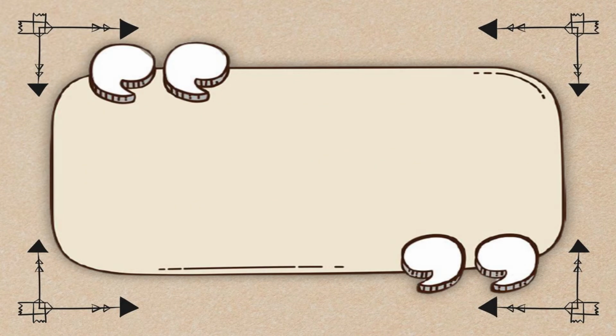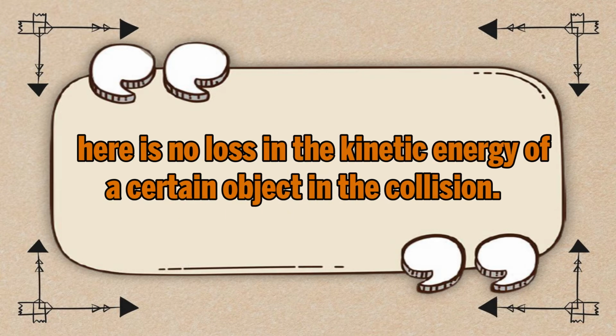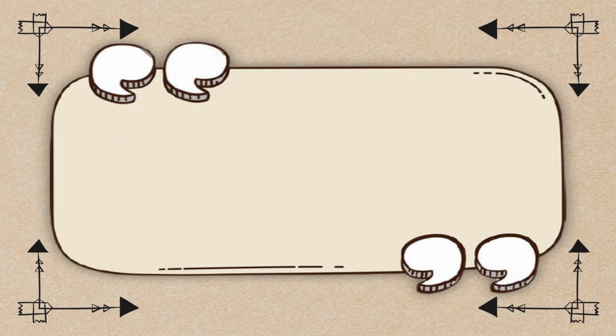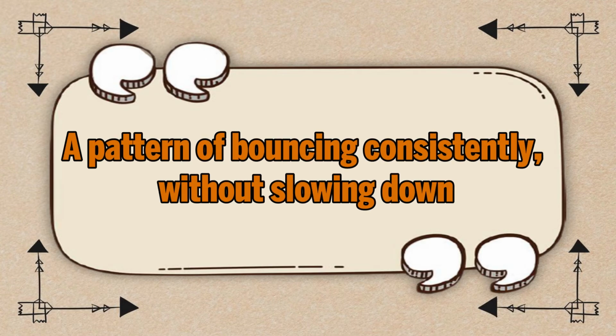A perfectly elastic collision is only present if there is no loss in the kinetic energy of a certain object in the collision. In a perfectly elastic collision, the balls would follow a pattern of bouncing consistently without slowing down, unlike in the experiment, which shows the usual pattern of decreasing bounce height as the ball bounces multiple times.